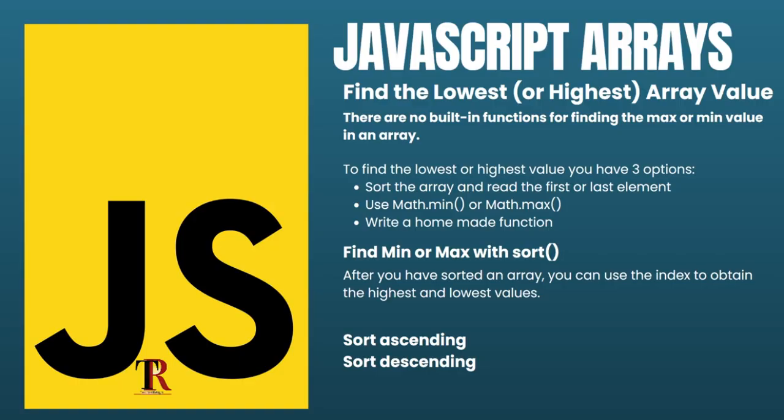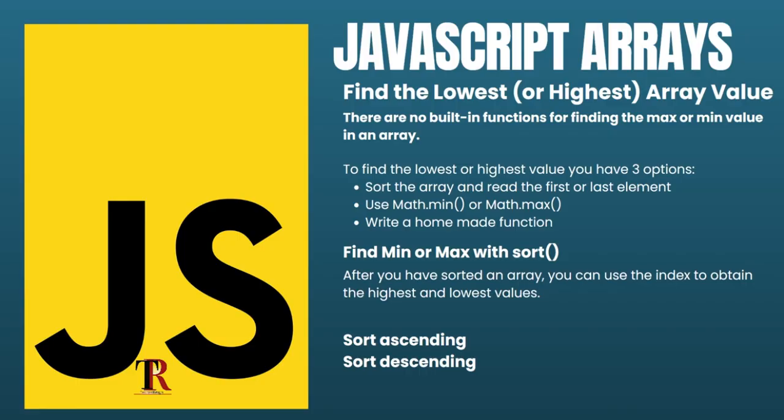Just a quick refresher of what we talked about is that there is no built-in function for finding the max or min value in an array, which means that if you want to find maybe the highest number or the lowest number in a given array, there are no inbuilt functions to actually achieve that. So to do that, you have three options. You can sort the array and then read the first or last elements to check which one is the lowest and which one is the highest. You can use the Math.min or Math.max method, and you can also write a homemade function.